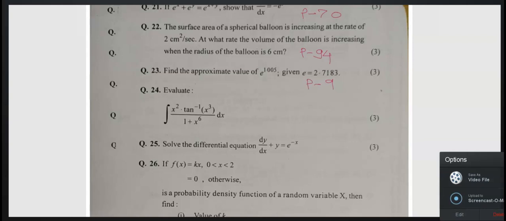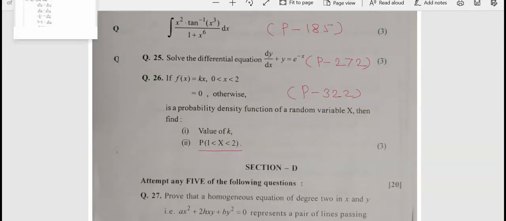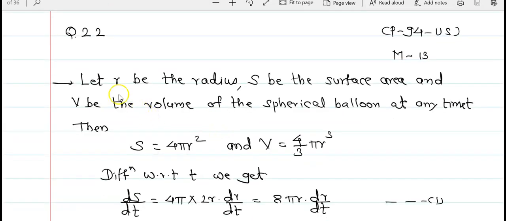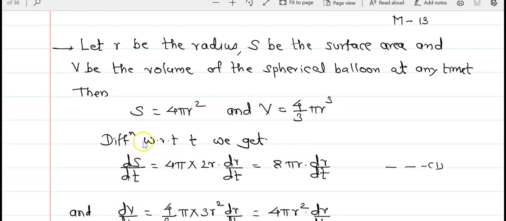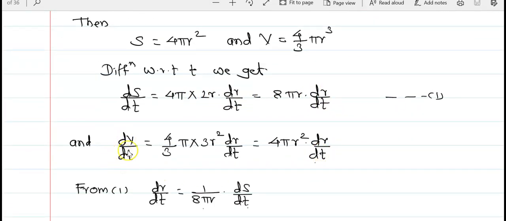Now, see the second answer of this question. Let r be the radius, S be the surface area, and V be the volume of the spherical balloon at any time t. Then S is equal to the surface area, and this is the volume. Differentiate with respect to t, then dS upon dt is 4 pi, derivative of r square is 2r into dr upon dt. Simplify it, that is 8 pi r into dr upon dt. This is one. The next is dV upon dt.